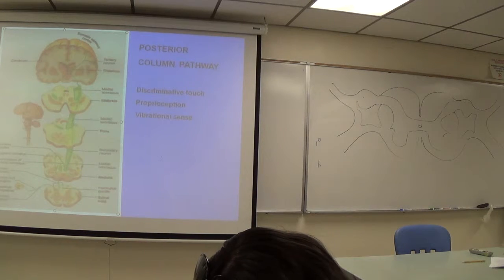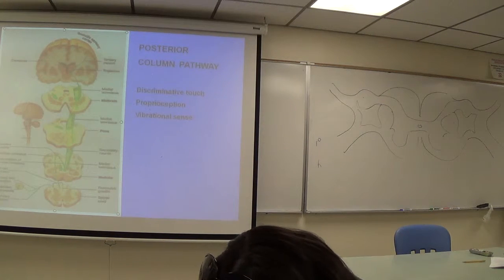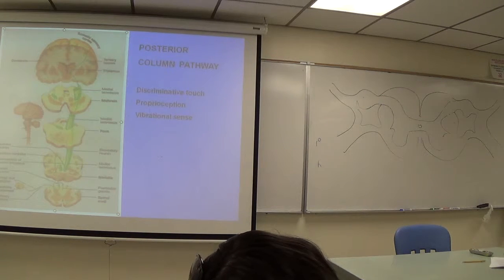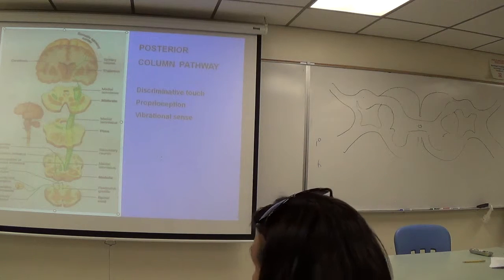Proprioception, we're getting used to that term. That's position sense. So I can tell whether my joints are flexed or extended, where my tongue is, if I stick it in or move it over to one side of my mouth. And vibrational sense, telling whether something's vibrating or not. Okay? So that kind of information is carried in the posterior or dorsal white column.